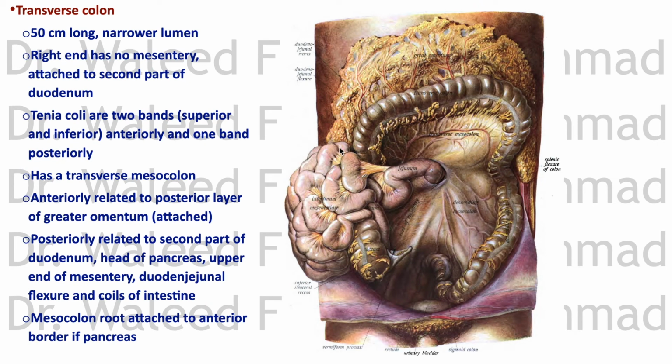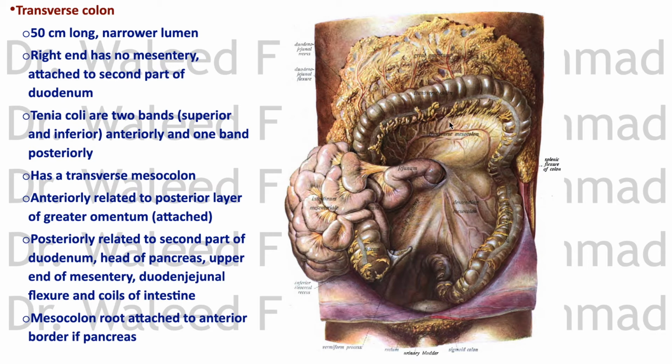The transverse colon is 50 centimeters in length, has a narrow lumen, and the right end has no mesentery, attached by connective tissue to the second part of the duodenum, because the right colic flexure is on the lower pole of the kidney. The area just medial to it is on the second part of the duodenum, attached to it by connective tissue. And then the transverse colon starts to obtain a mesentery, the mesocolon, the transverse mesocolon.